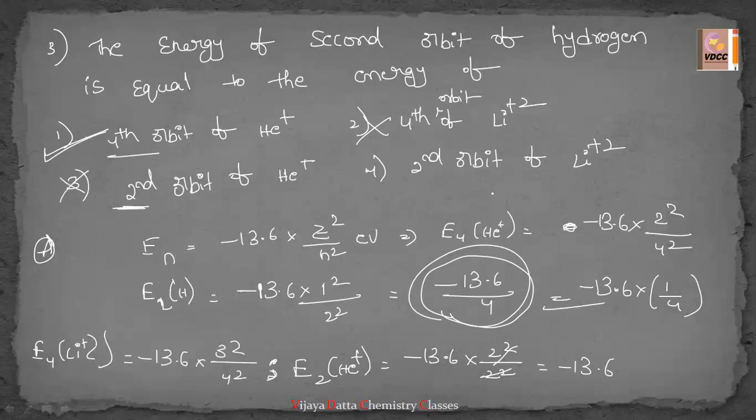Like that only you can check the fourth also. The energy of the second orbit for lithium plus 2 is minus 13.6 into 3 square by 2 square. So it is also not equal to minus 13.6 by 4. So I'll go with the first option. Like this we can choose either way, first one is correct. Now we'll go to the next problem based on energy only.